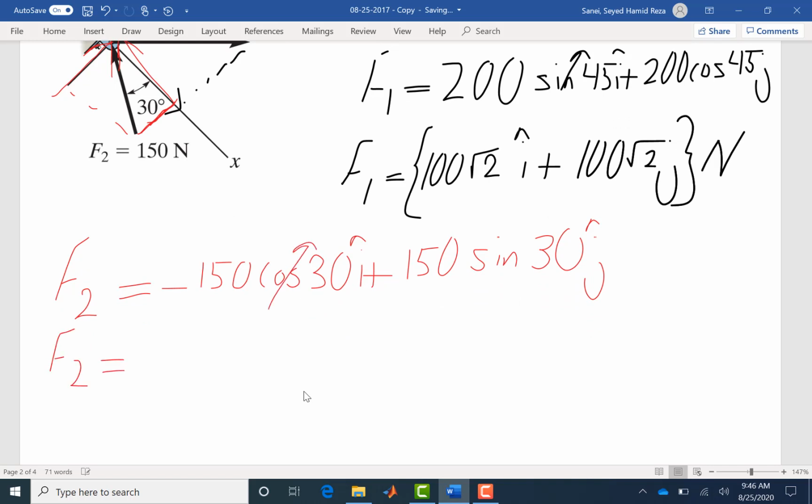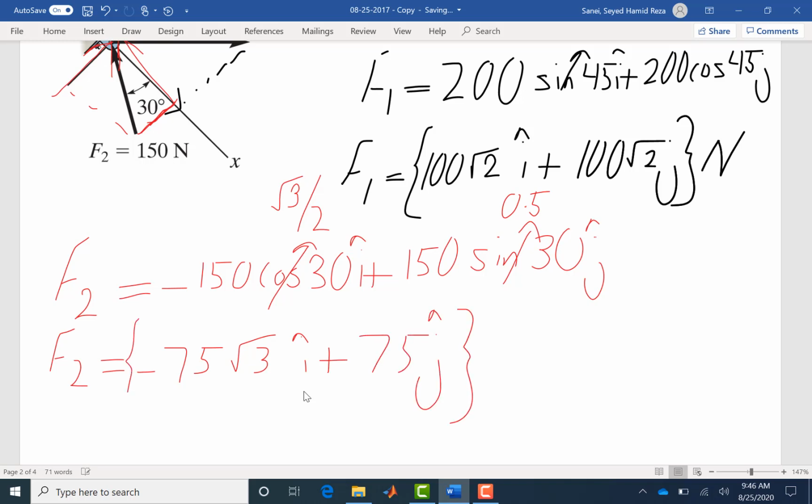F2. Cosine 30 would be the square root of 3 over 2. So that would be negative 75 square root of 3 i. And sine 30 would be 0.5, or half. So that would be 75 j. Let me write the unit. Make sure to write the unit all the time.